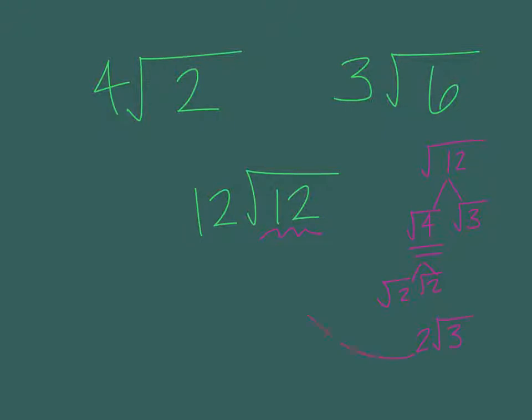That 2 comes outside to join the 12 on the outside. So it's actually 24 radical 3. Because I already had something on the outside and something came to join it on the outside, I just multiply those together. And then radical 3 is stuck on the inside.